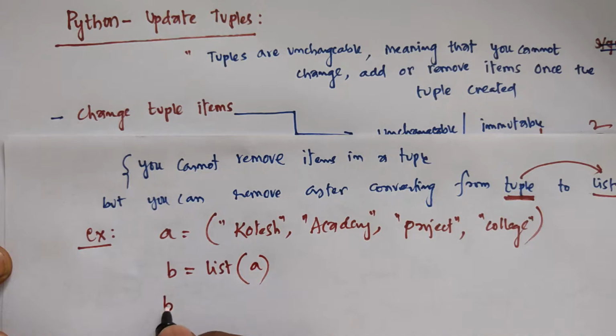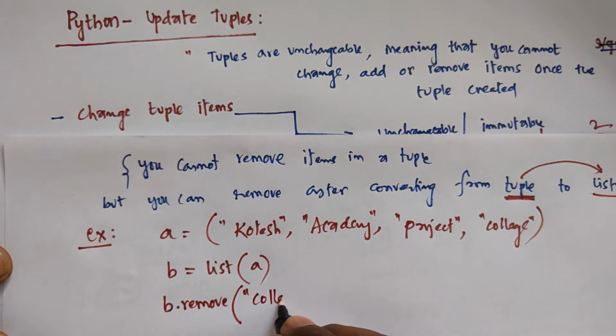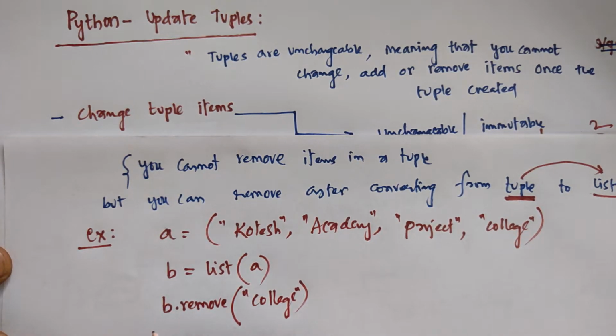Then you can write b dot remove. Which word do you have to remove? Then you can mention that word, college. Like that we can take. After that, you can convert it from one domain to another domain. That's why you can take c is equal to tuple of b. Then you can write print of c.